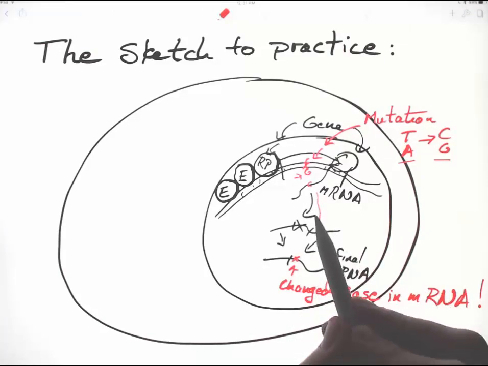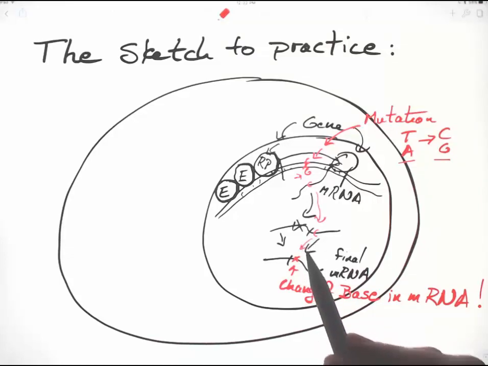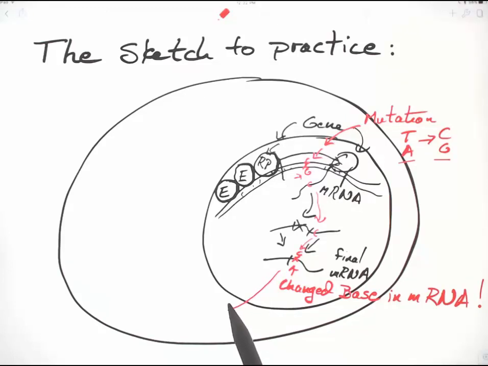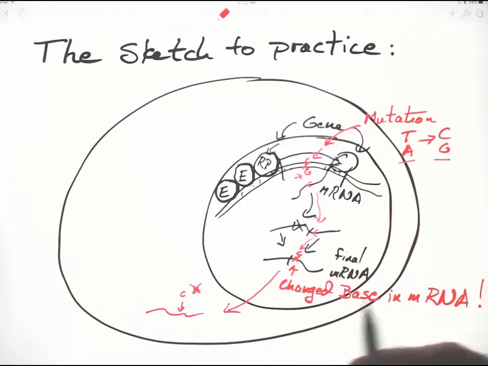This is the same strand down below, so here's the C, and it's the same messenger RNA strand, so it's a C. That messenger final RNA strand going out into the cytoplasm would have the mutant, would have a C, where before it would have had a U. That changed base will change the structure of the protein.